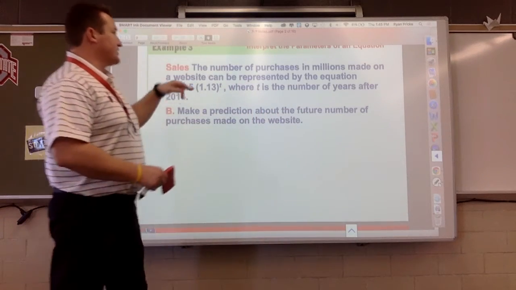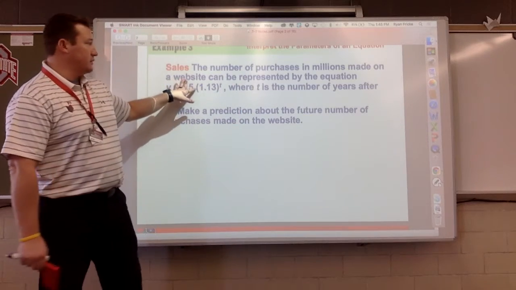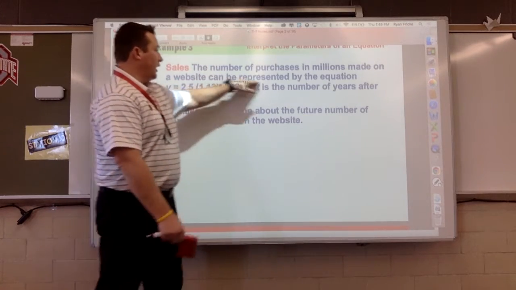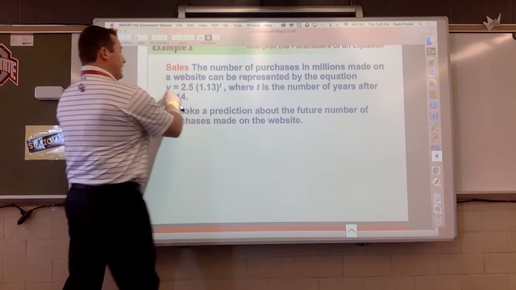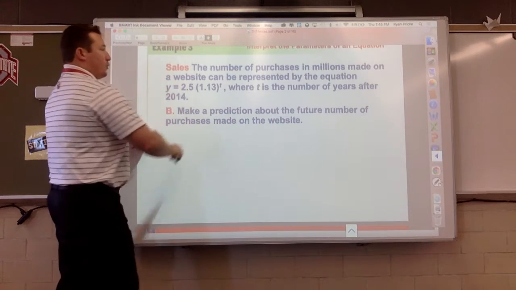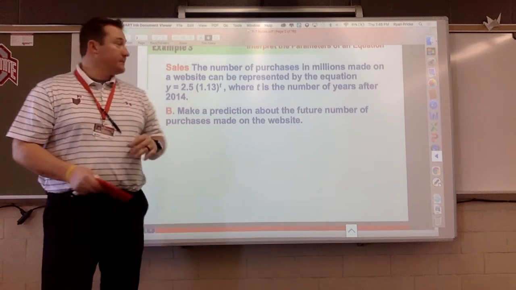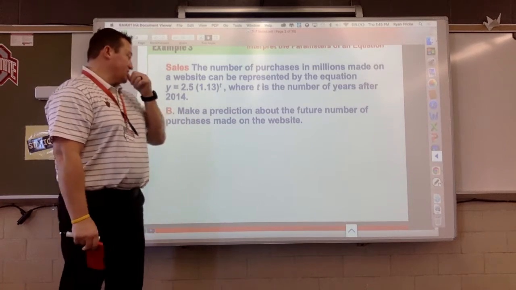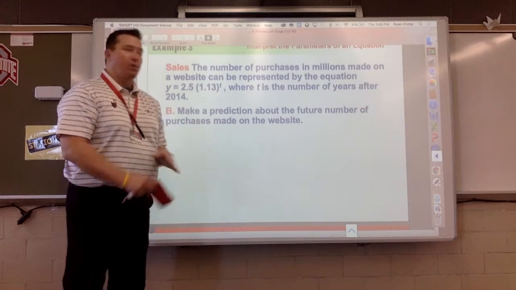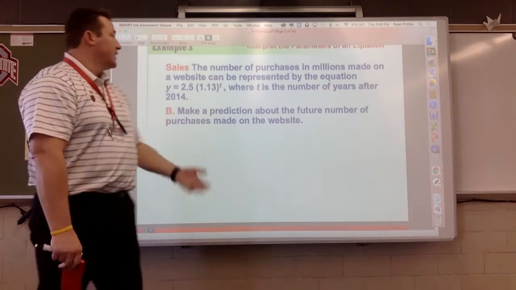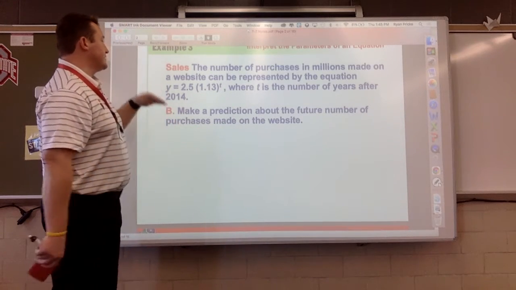The number of purchases in millions made on a website, probably Amazon, is represented by this equation right here, okay? Where t is the number of years after 2014. Make a prediction about the future number of purchases made on the website. Well, what do we know about them for starters, right? Again, we're talking about millions of dollars.